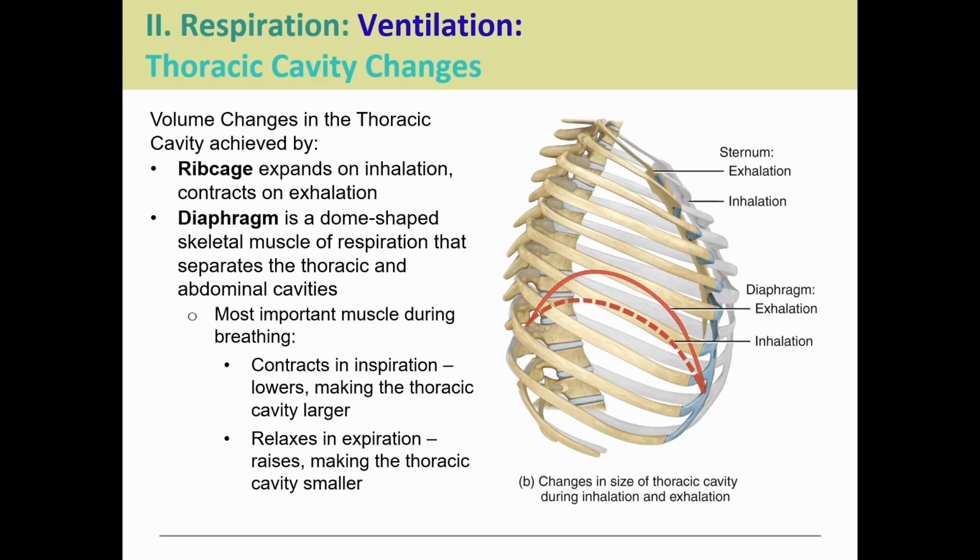The diaphragm, again, is this dome-shaped muscle that when it contracts, it's going to flatten out, right? This is going to make the thoracic cavity larger during inspiration. During breathing out, it's going to relax to go back up to its dome shape. This makes the thoracic cavity smaller during expiration or exhaling.